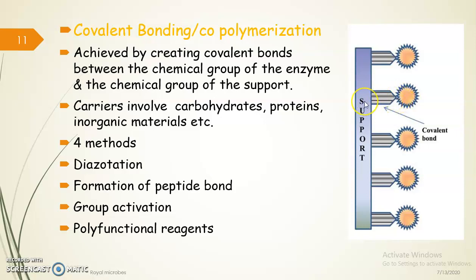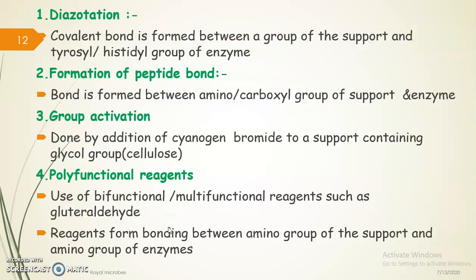That is, it is formed between the chemical group of the enzyme and the support, and the carriers may be either carbohydrates, protein or inorganic materials. We can see four methods of covalent bonding: diazotation, formation of peptide bond, group activation, and by polyfunctional reagents.